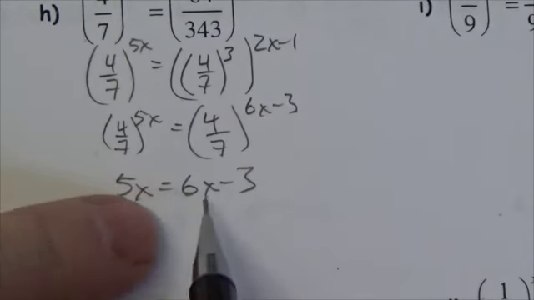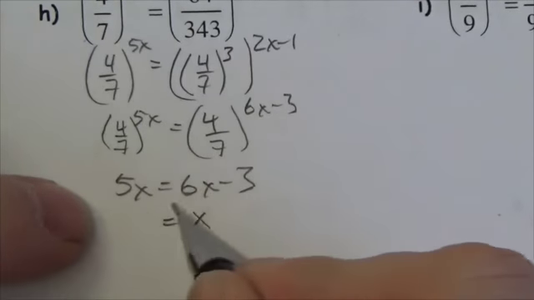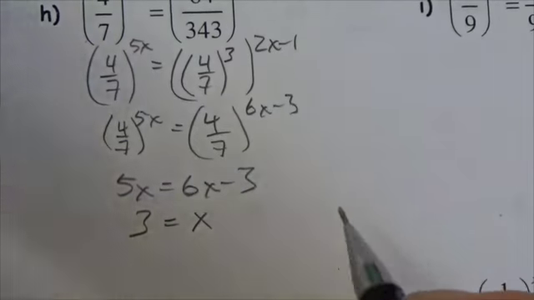I want to bring the x's to the side, whatever side is going to make them positive, so I'm going to bring them over to the right-hand side. So subtract 5x from both sides, and I'll add 3 to both sides. So x is equal to 3.